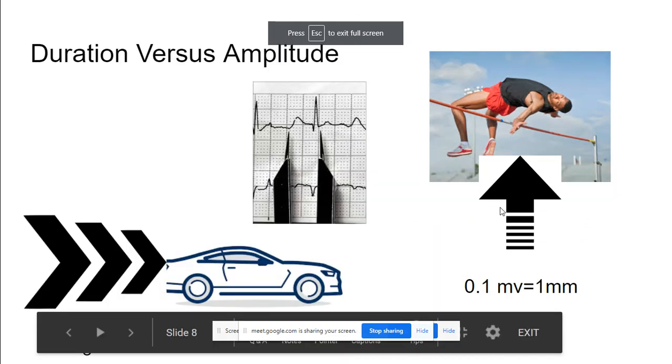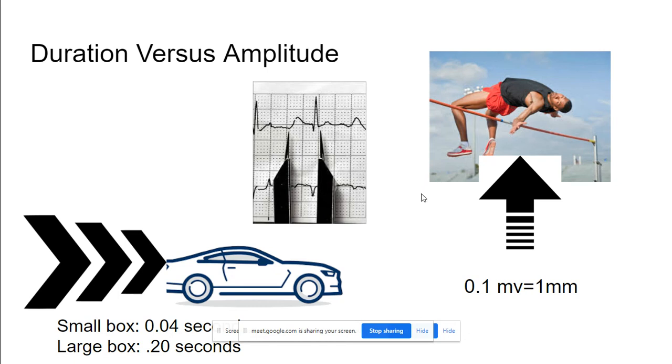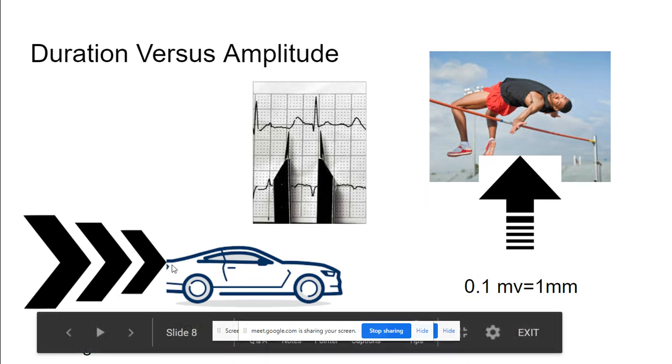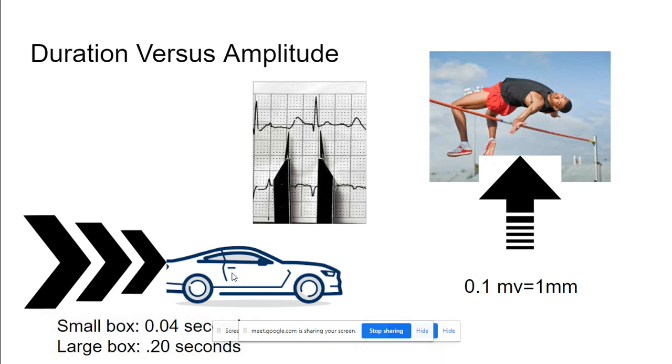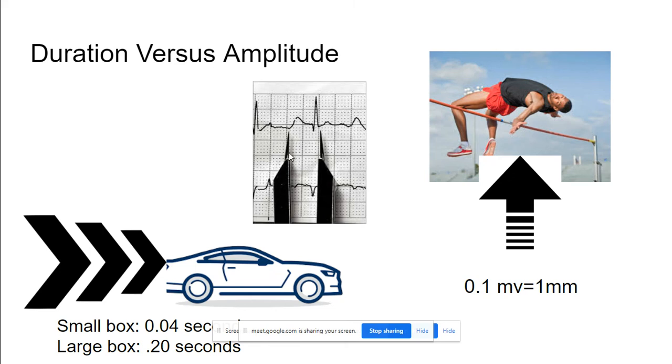All right, a quick little bit of information about duration versus amplitude. Duration is mostly what we're looking at when we're checking out an EKG strip or a telemetry strip, and it is in terms of seconds. So we know that the little boxes are 0.04 seconds, and there are 5 little boxes, so the one big box is 0.20 seconds. These EKG calipers are approximately 2 large boxes across, and they are measuring from the beginning of the P to the end of the QRS.